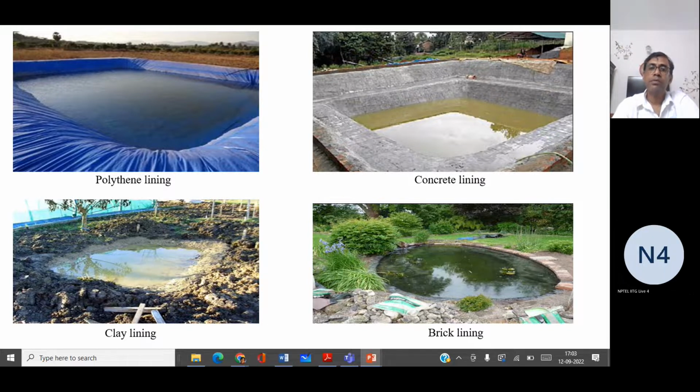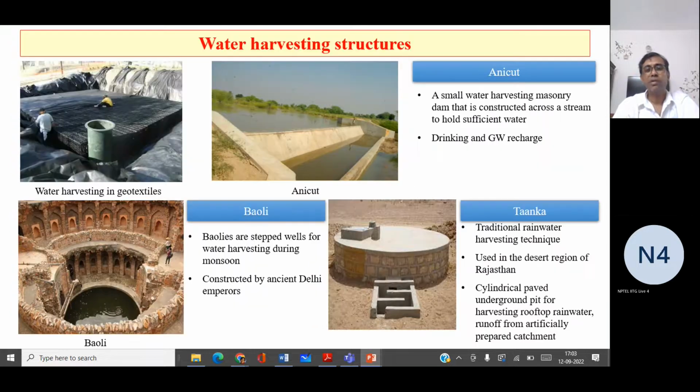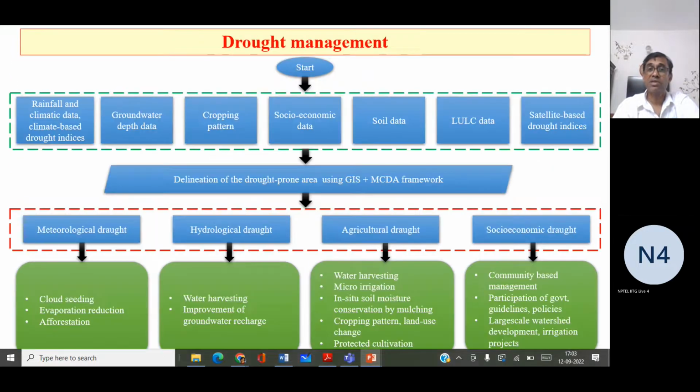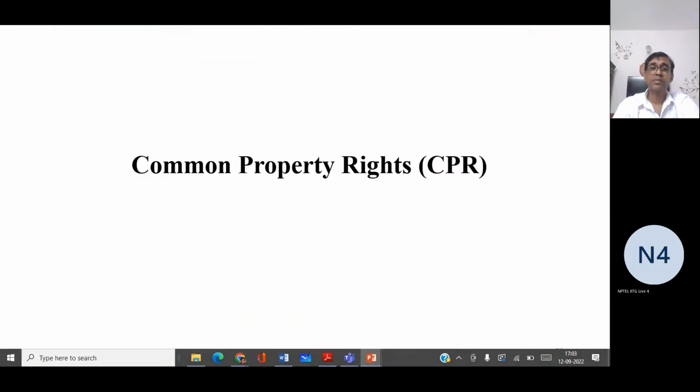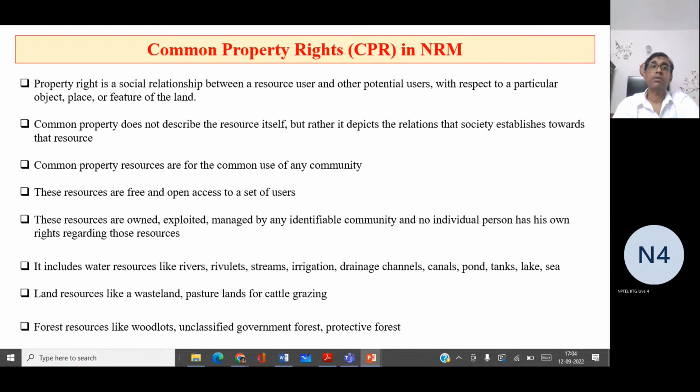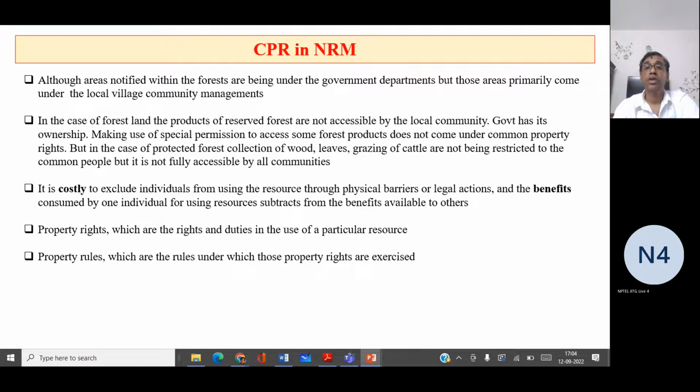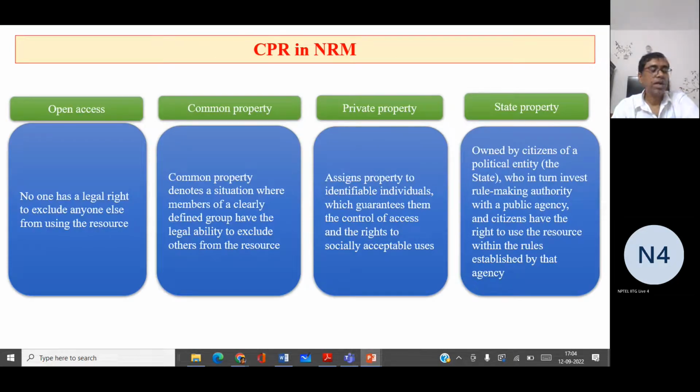So we also discussed various water harvesting structures and drought management strategies. Then we moved to CPR, common property rights. In common property rights, we discussed how CPR is important in the case of NRM, the right to your resources, how you can access them, and how much you are allowed to use a particular resource which is meant for common.